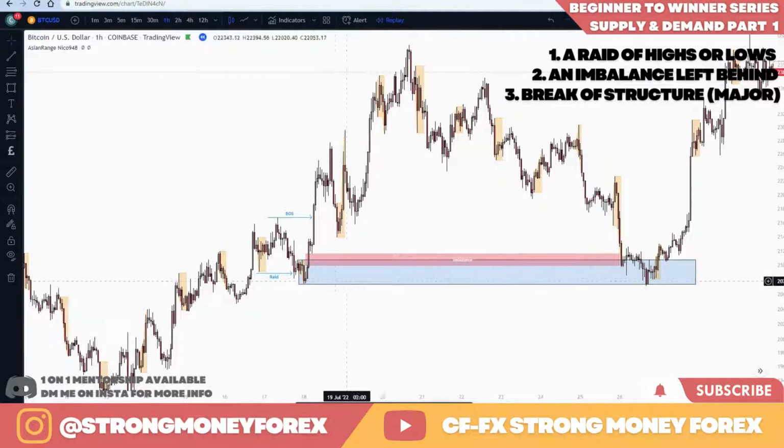These three factors tell us that this is an area where the bigger players are invested, because the amount of money it's taken to push the price up like this has been huge.